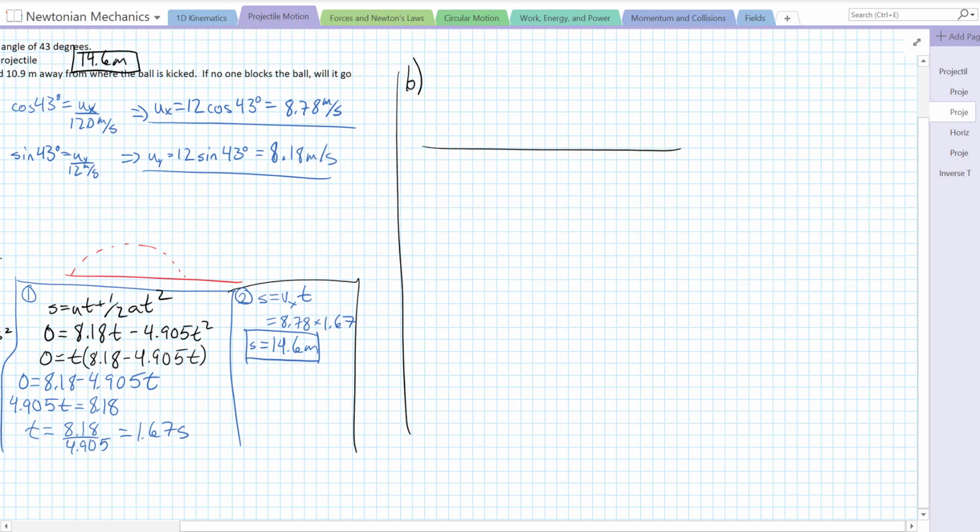Now, if you think about what's happening here, we have a goal. It's a certain height, 2.44 meters, and it's some distance away, 10.9 meters away from where the ball is kicked. So there are three possible outcomes. One, could kick the ball and it goes over the goal. That's a miss. Two, could kick the ball and it goes in the goal. Or three, could kick the ball and it doesn't reach the goal. So we need to determine whether or not it is basically in the goal when it gets to this distance away.